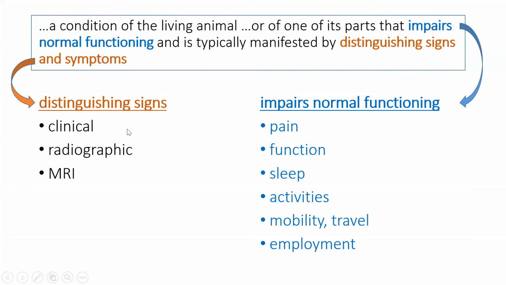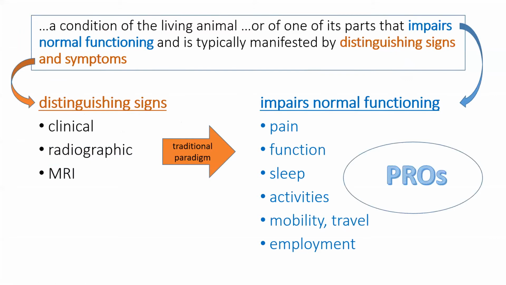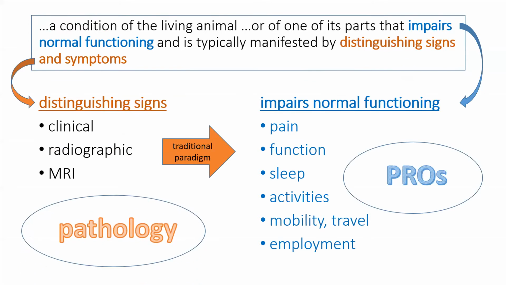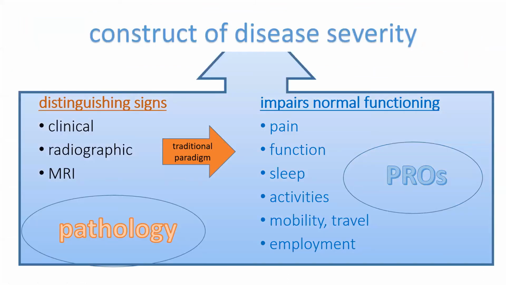distinguishing signs, which generally physicians and scientists look at the clinical manifestations, radiographic, MRI. But in terms of normal function, we think about pain mainly, but other important components are function, sleep, activities, mobility, travel, employment. And we view the former as, I've got these the wrong way around, but normal function, we view these as PROs, the former as pathology. And in the traditional paradigm, the pathology leads to the PRO outcomes. And from all this, we kind of have a construct of disease severity. What's the severity of the osteoarthritis? Some combination of these distinguishing signs and impairment of normal function.